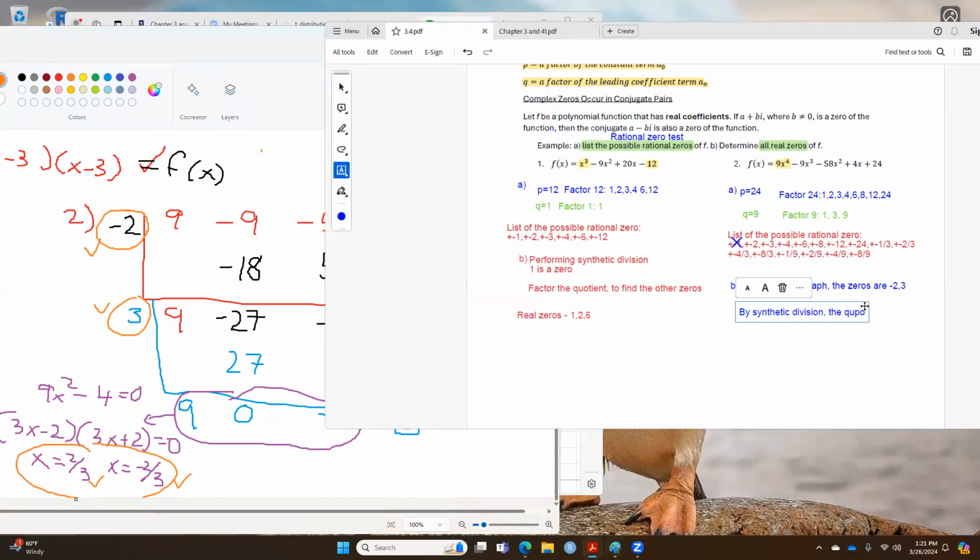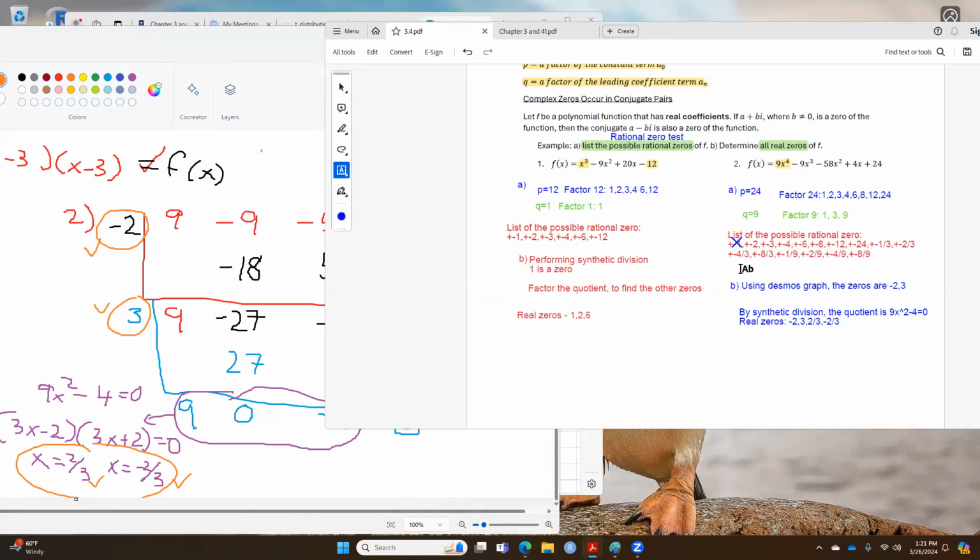The quotient we have left is 9x squared minus 4 equals 0. And so when you start to factor this, your zeros in this case will be negative 2, 3, 2/3, and negative 2/3. So you will have 4 zeros in this case. And these zeros are called the real zeros.